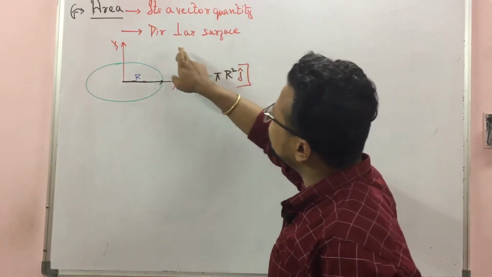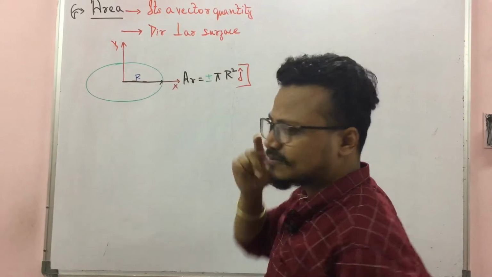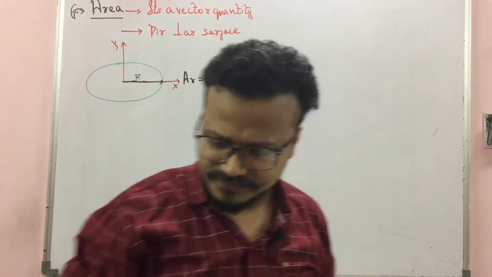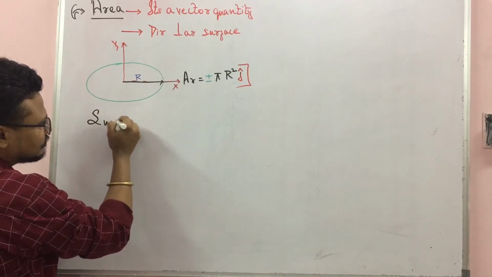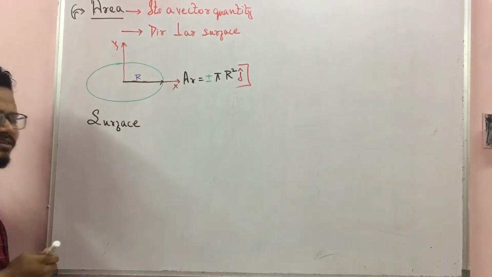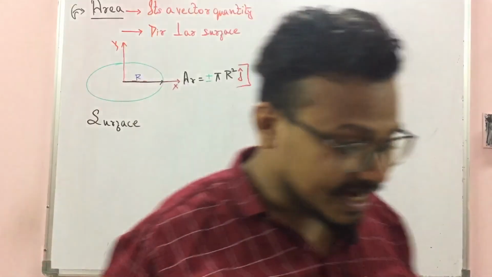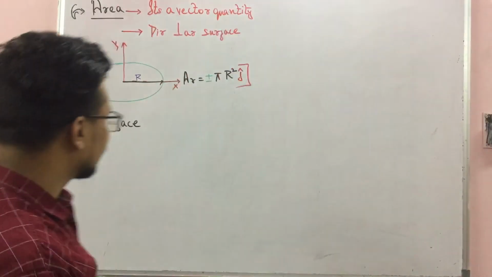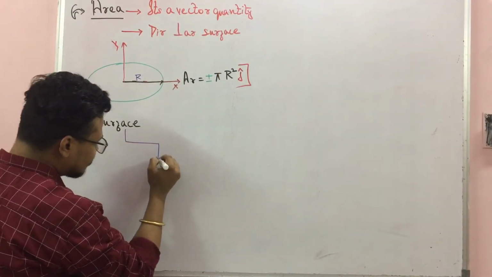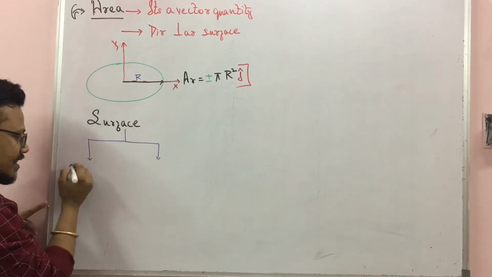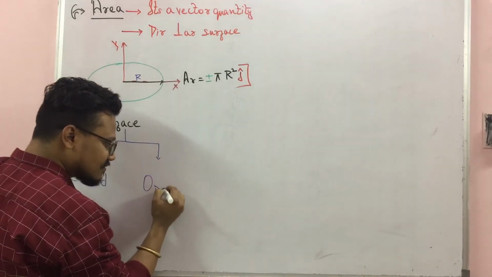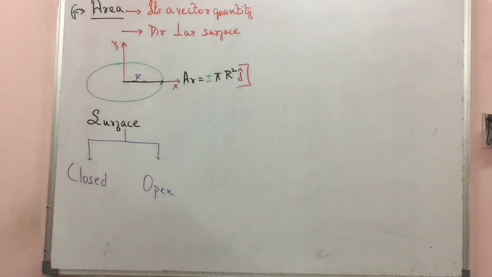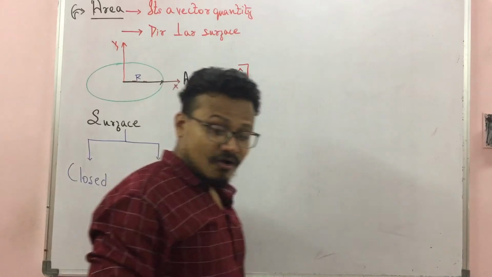Here we see that the direction is perpendicular to the surface. What exactly does the surface mean? Surface is of two types: one is a closed surface and one is an open surface.